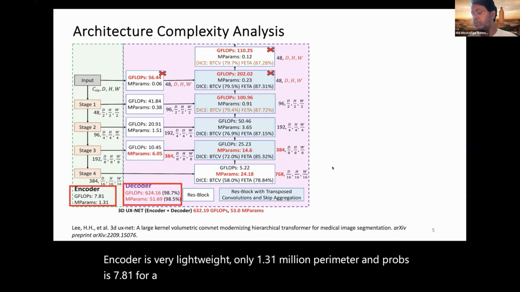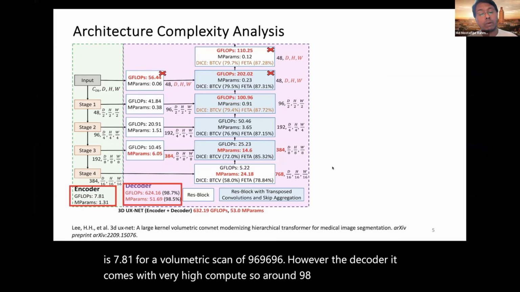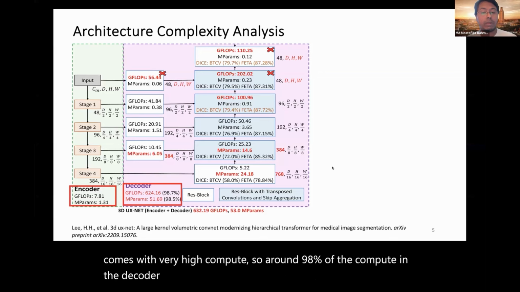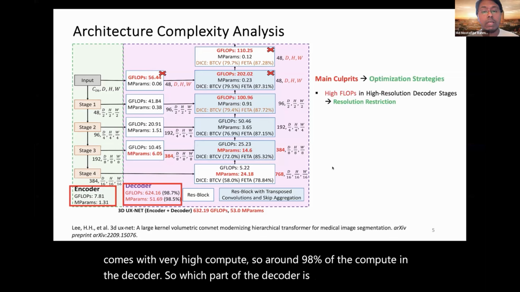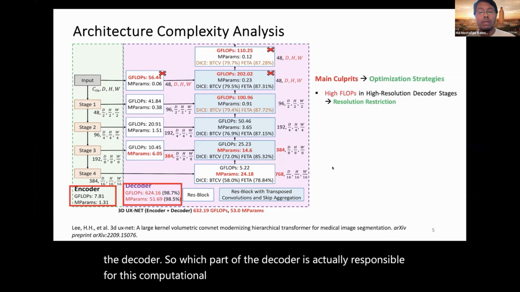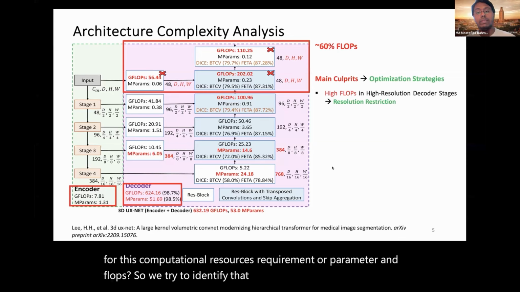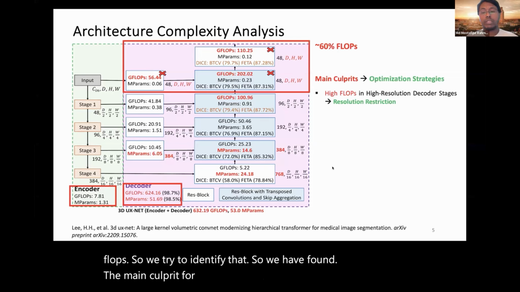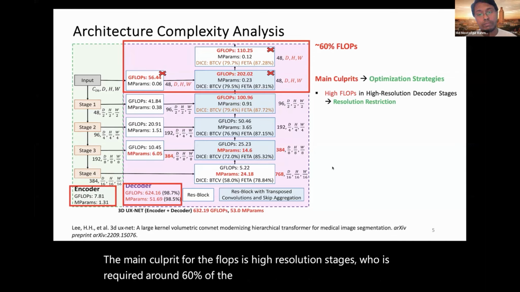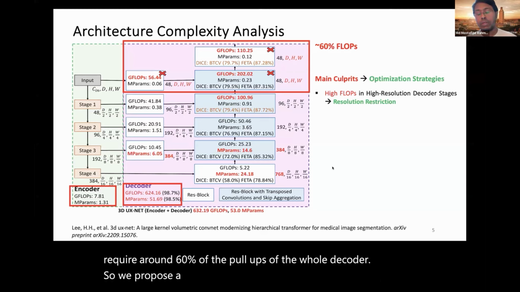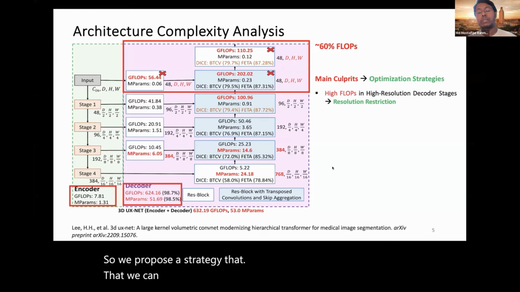So which part of the decoder is actually responsible for this computational resource requirement, the parameters and FLOPs? So we try to identify that. We have found that the main culprit for the FLOPs is the high resolution stages, which require around 60% of the FLOPs of the whole decoder. So we propose a strategy where we restrict the resolutions.